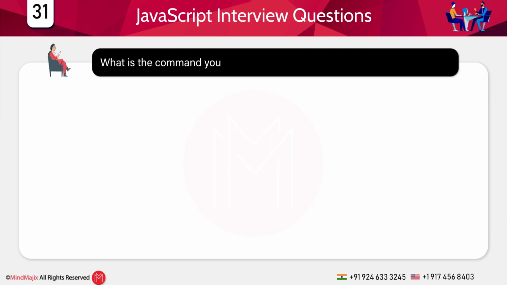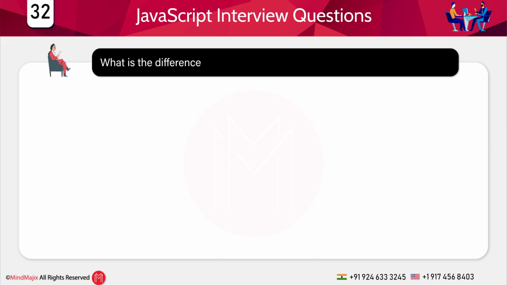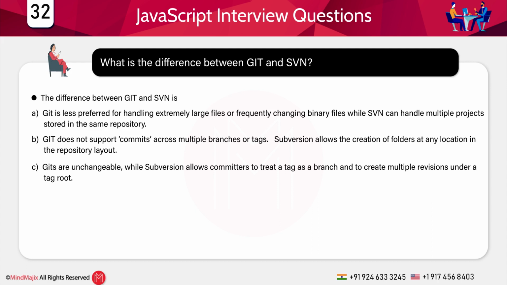What is the command you can use to write the commit message? The command is git commit -a. What is the difference between Git and SVN? Git is less preferred for handling extremely large files or frequently changing binary files, while SVN can handle multiple projects stored in the same directory. So SVN can handle large files. Git does not support commits across multiple branches or tags, but Subversion, that is SVN, allows the creation of folders at any location in the repository layout.